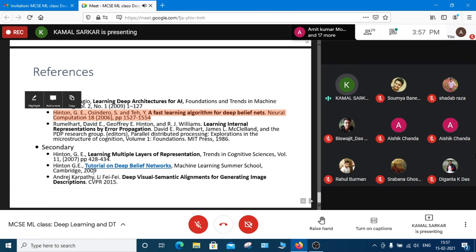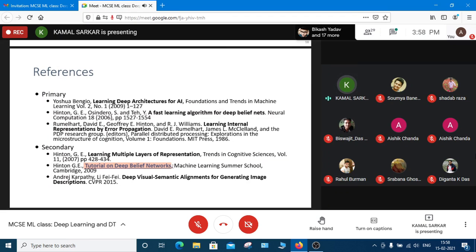There is an excellent tutorial given by Hinton on deep belief networks, at the machine learning summer school, Cambridge 2009. You can also go through this tutorial, and then you can get a good idea how deep belief networks work and the philosophy behind them. So this is in short the introduction to deep neural networks.